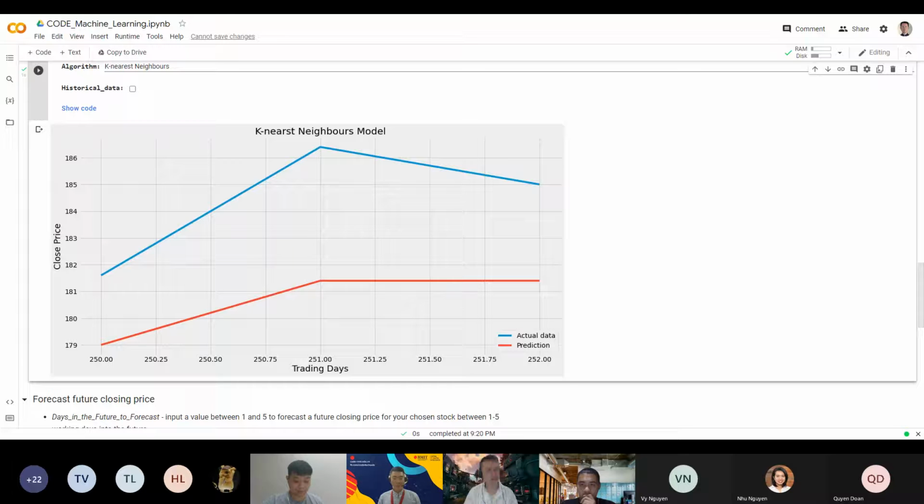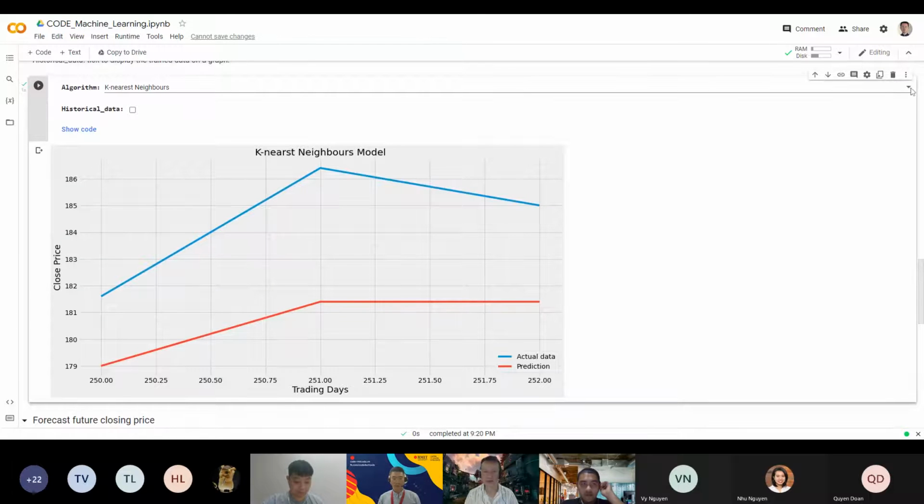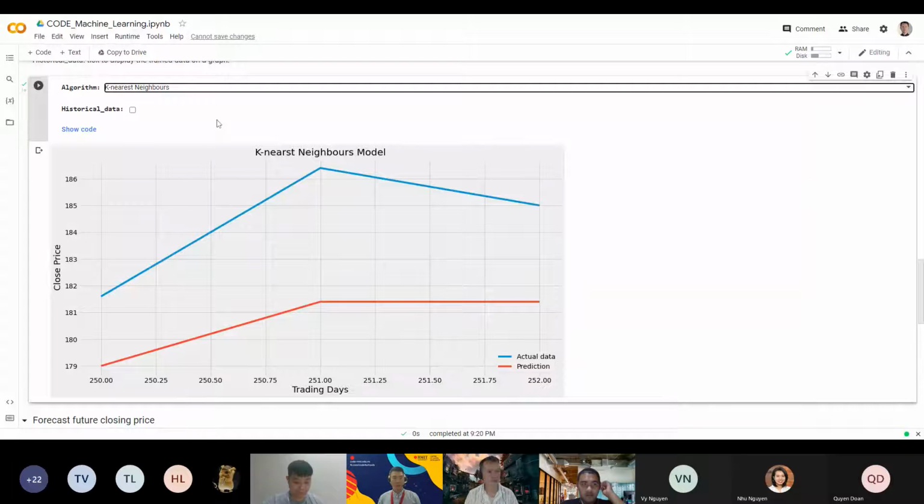Okay, let's pick another algorithm. I'm going to go decision tree regressor. So this is a different type of algorithm. K-nearest neighbors is often used for, say, something like image recognition or image differentiation. Decision tree regression is used for classifying different things sometimes. I won't get into that. So now I've picked decision tree regressor, press play again.